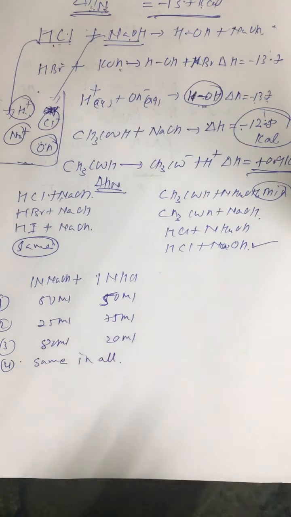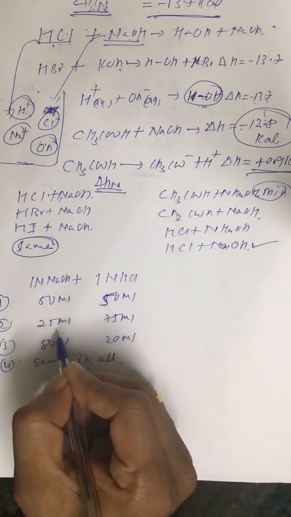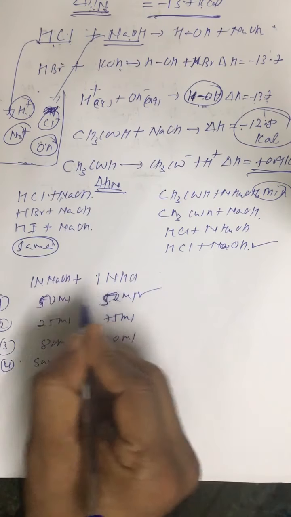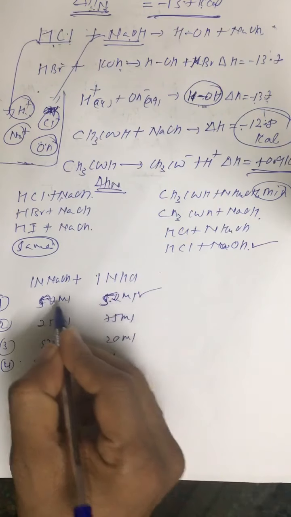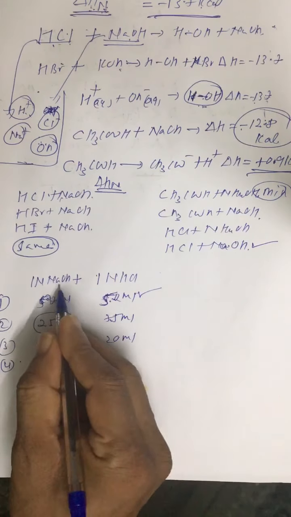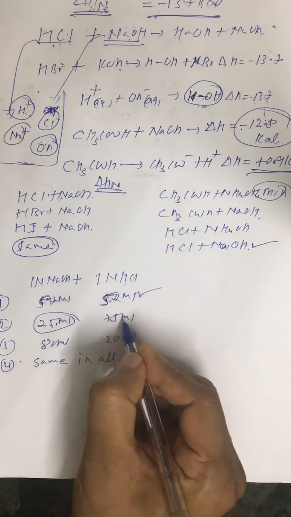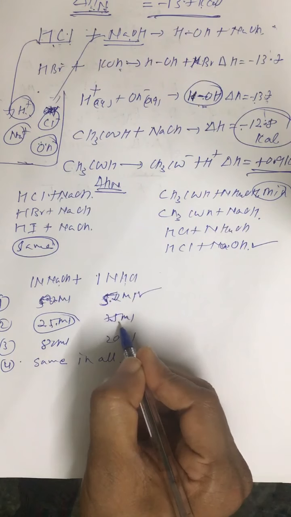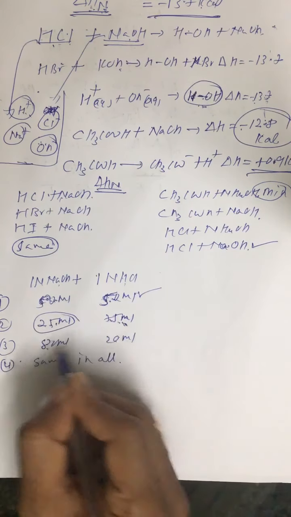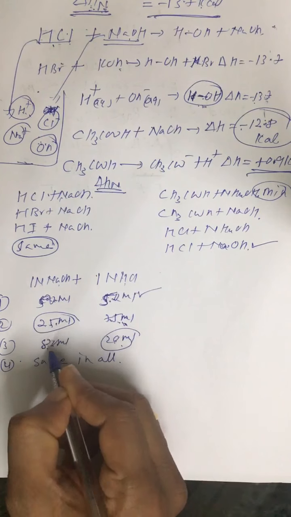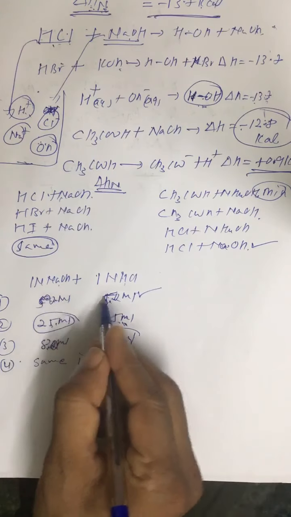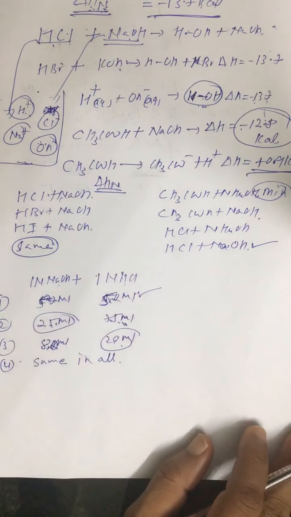Now see, the answer is the first one, because here maximum extent of neutralization is taking place, whereas in this case only 25 ml NaOH is neutralized by 25 ml of one normal HCl. Remaining 50 ml HCl will remain there unreacted. Similarly, here only 20 ml HCl is neutralized, and the rest, 60 ml out of 80, remains unreacted. So maximum extent of neutralization is taking place in the first case.